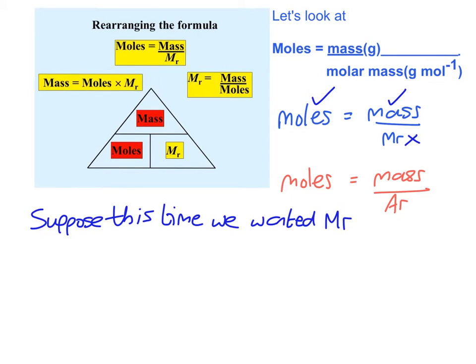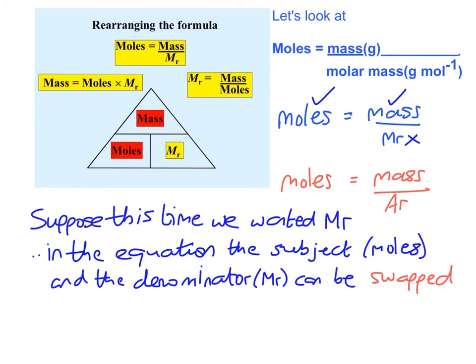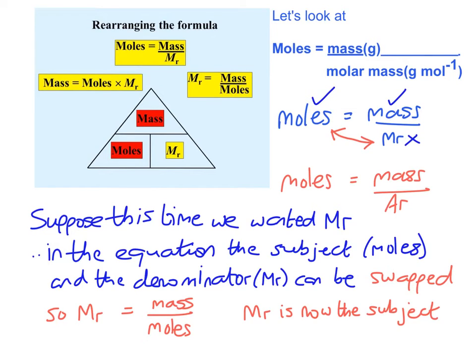So let's say this time we wanted to actually work out the molar mass. We didn't know what it was, but we had the moles and we had the mass. This is a bit more simple. The subject and the denominator can be swapped, like so. So Mr becomes mass over moles. Mr is now the subject.